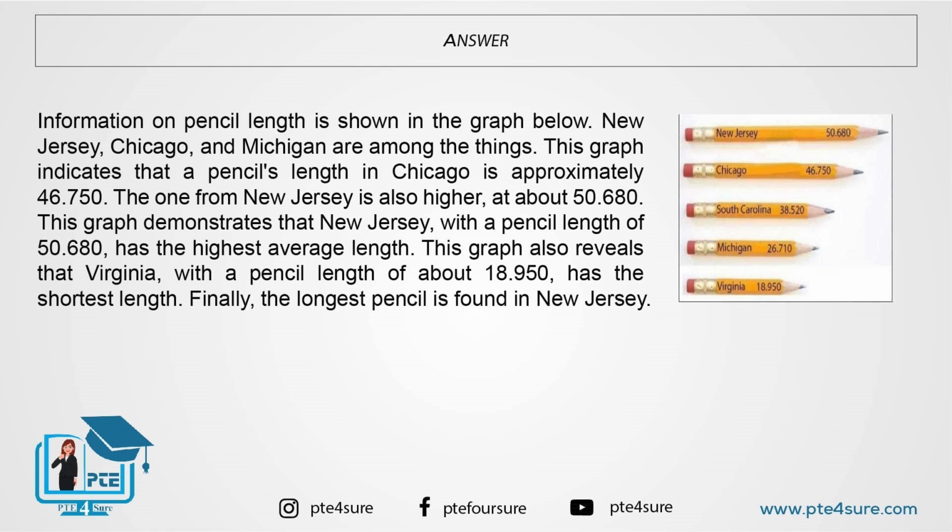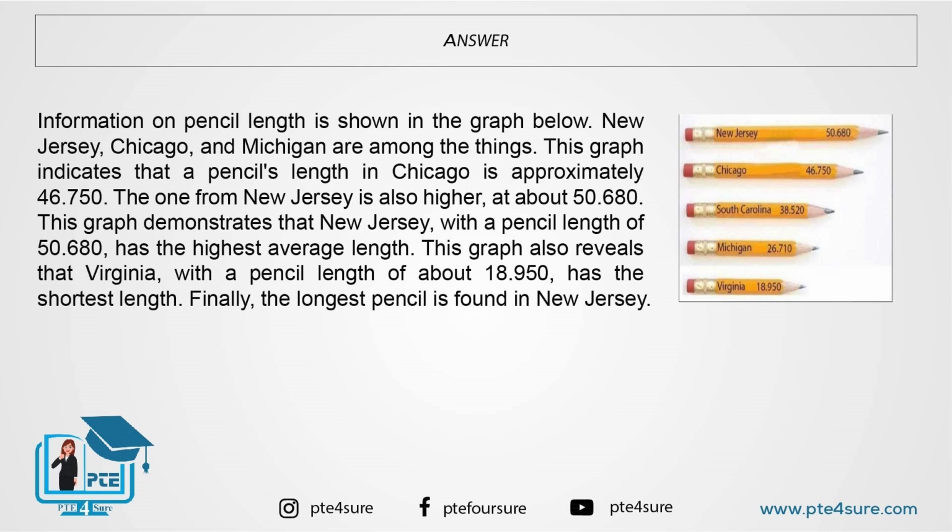Information on pencil length is shown in the graph below. New Jersey, Chicago, and Michigan are among the items. This graph indicates that a pencil's length in Chicago is approximately 46.750. The one from New Jersey is also higher, at about 50.680.